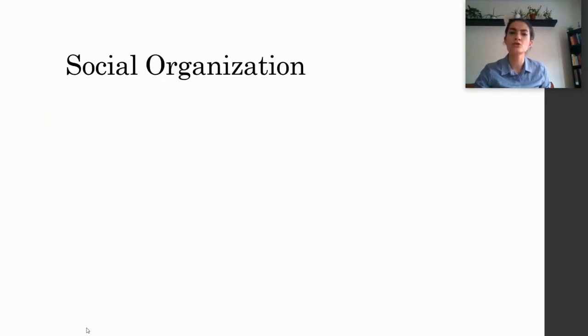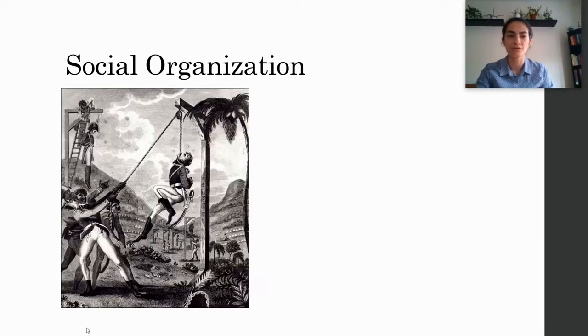Final theme is social organization. How do we group ourselves? How do those groups relate to each other? Two examples for you here.